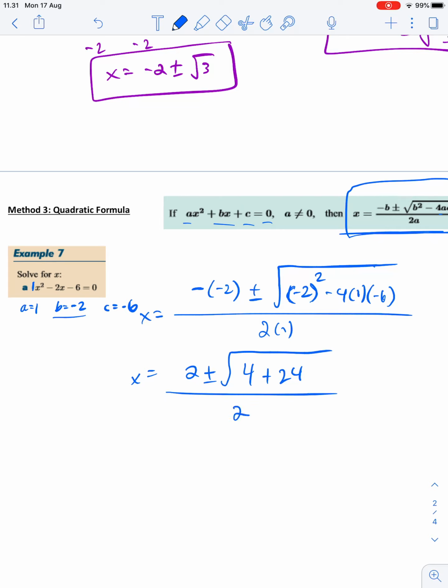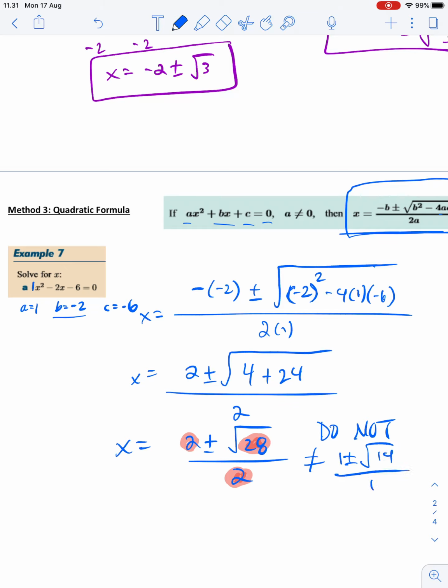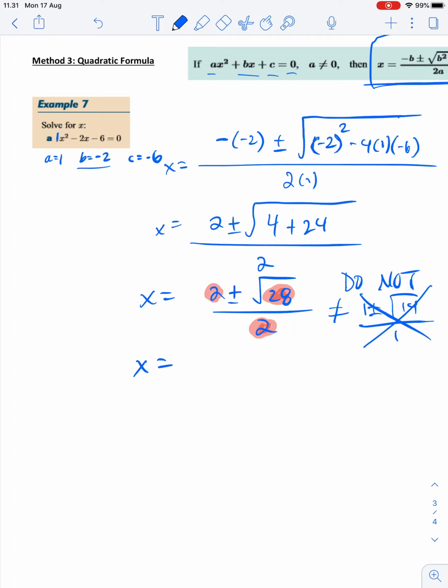Now I'm going to pause here for a second because, guys, you might think, oh, these are all even numbers, so I can take out an even number. Please do not try and divide by 2 everything. This is not equal to 1 plus or minus the square root of 14 over 1. That's not right. Do not do that. There are other ways to simplify this, but you can't do that this way in this problem.